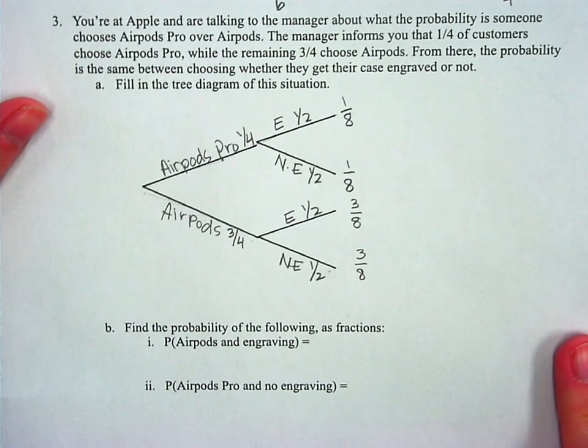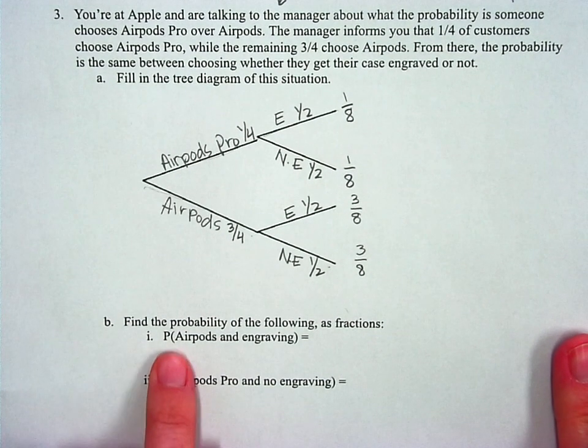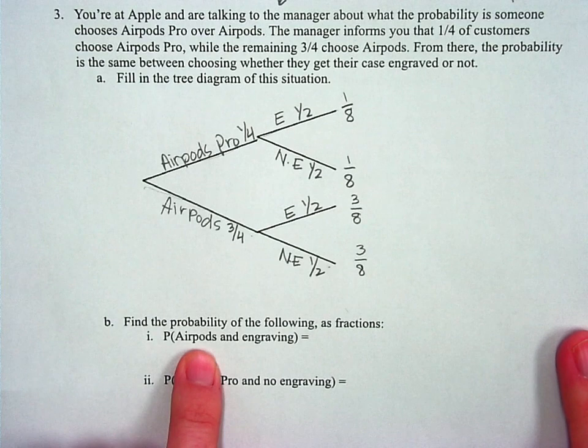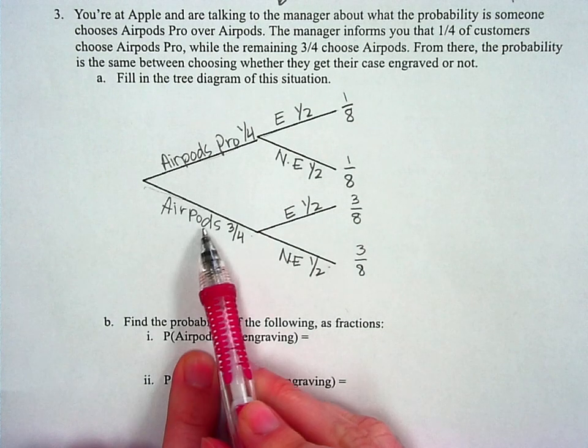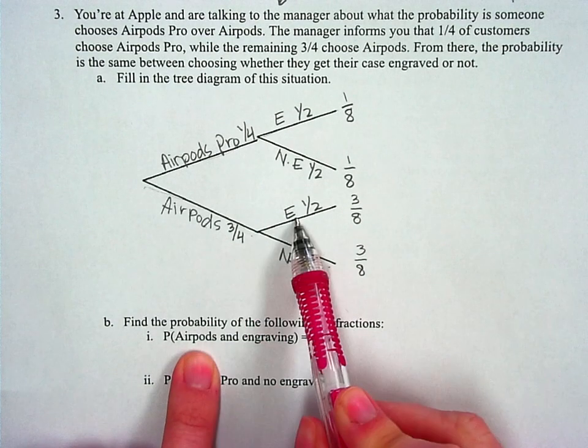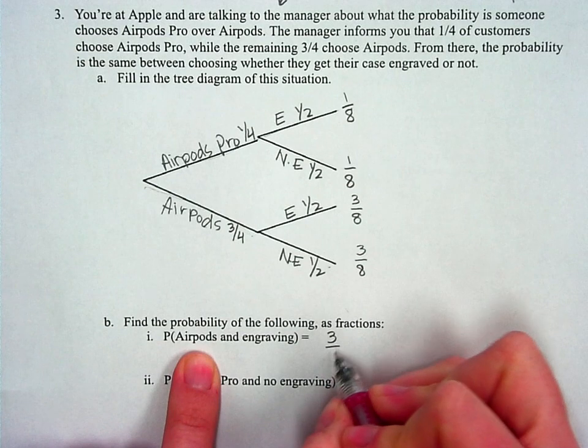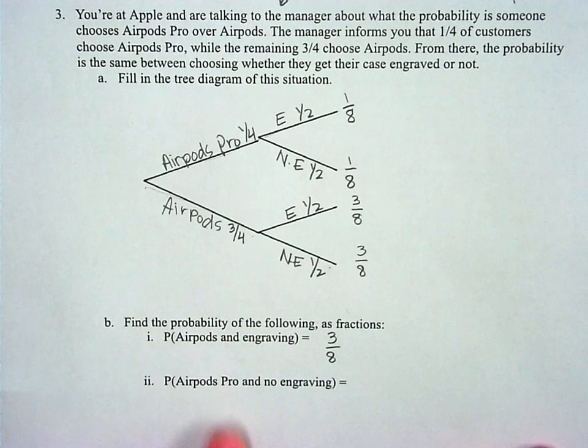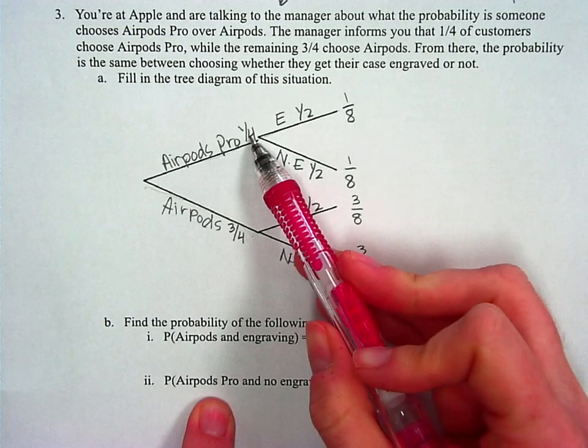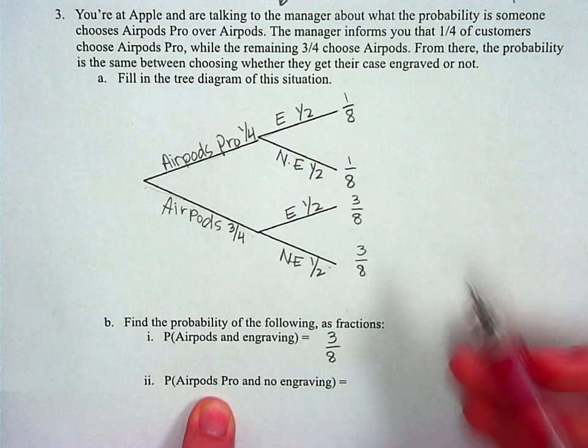Okay, now I can answer all of the questions that they asked. So find the probability of the following as a fraction, that they got the AirPods and they got the engraving, so that would be 3/8. And this one, the AirPods Pro, and no engraving, that would be 1/8.